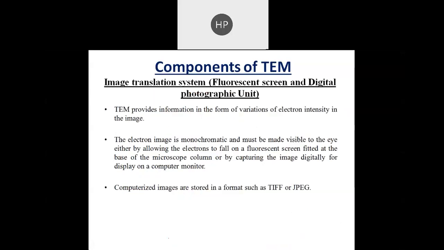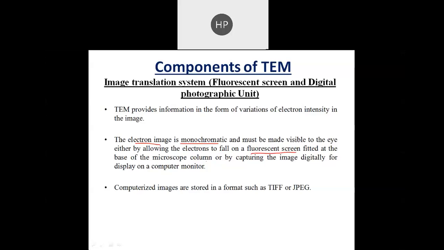The TEM provides information in the form of a variation of electron intensity in the image. So how can we get the image? By the variations in the electron intensity. The electron image is monochromatic and must be made visible to the eye. Generally, the electron image we get is monochromatic and cannot be visible to our eye. So we have to allow the electrons to fall on a fluorescent screen fitted at the base of the microscope column.